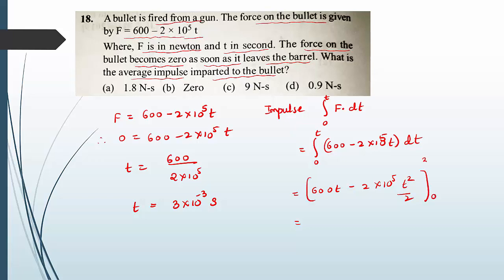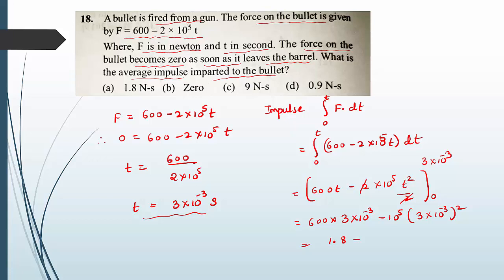The t value is how much? We got 3 into 10 raised to minus 3 second. Here I substituted this value. Now substitute in this formula: 600 into the t value, 3 into 10 raised to minus 3. Right? 2 and 2 will get cancelled. Remaining is minus 10 raised to 5, t square, 3 into 10 raised to minus 3 whole square. So calculate these values.